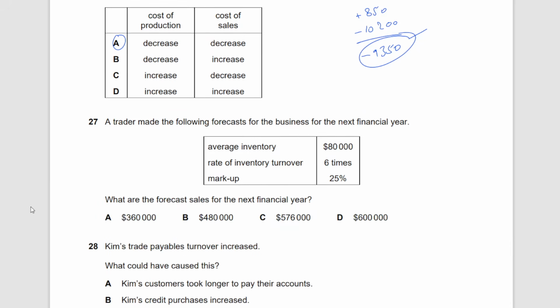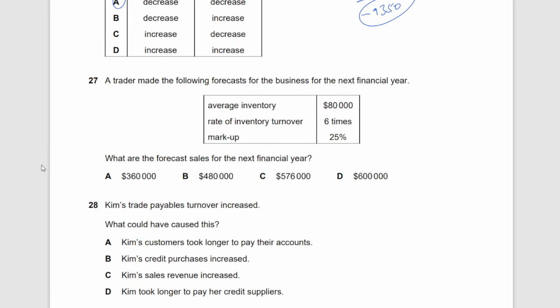Okay, let's move on. A trader made the following forecast for business for the next financial year. What are the forecast sales for the next financial year? We have the average inventory. We have the rate of inventory turnover, and there we have the markup. Whenever they give you markup, what comes to my mind is this little thing. Let me show you what. Sales, cost of sales. This format, this little thing comes to my mind.